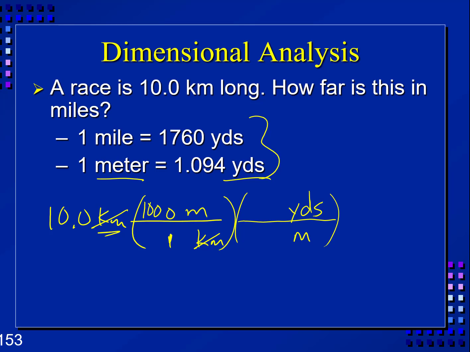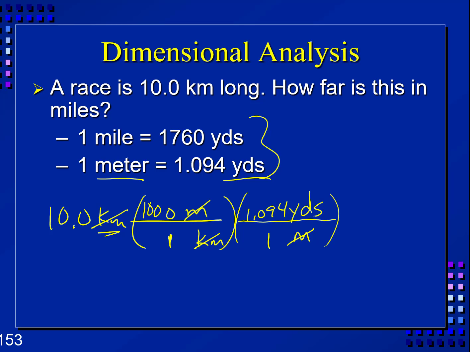And I can just copy the numbers. It's easier this time because I didn't have to remember a number. I just copied the one that's there. So that's 1.094 yards is 1 meter. And my meters have canceled out. Hey, this is as many conversion factors as we've ever done, but we're not done yet. I don't have the right unit yet.